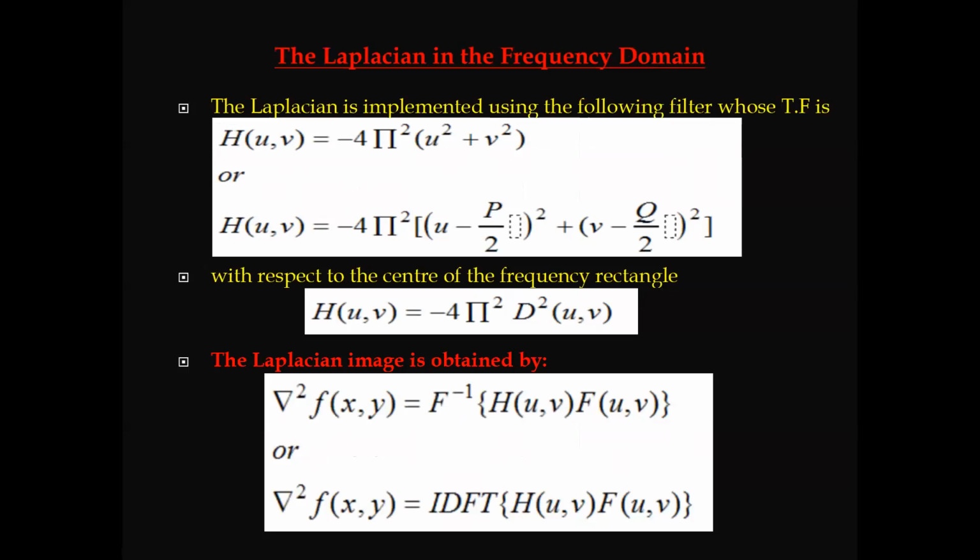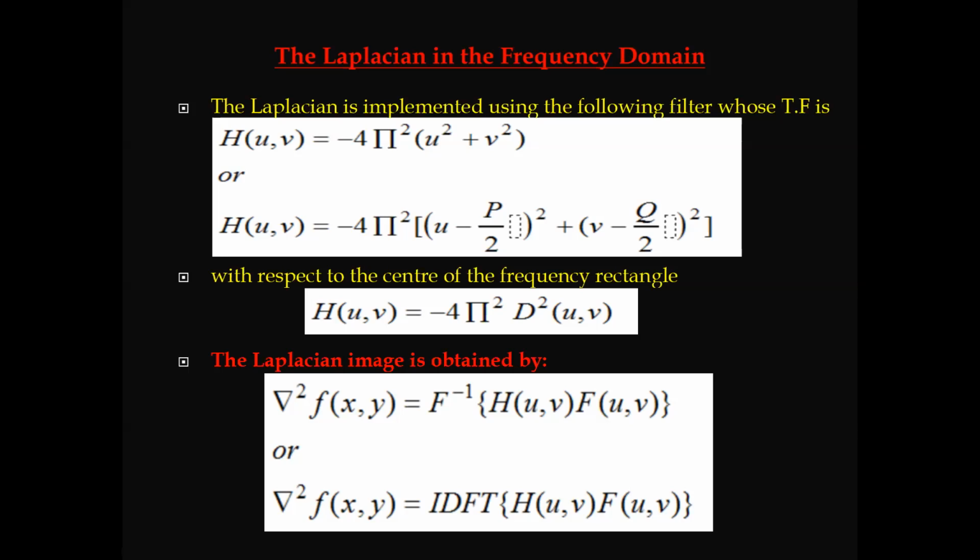Next, one of the most important operators in image processing is the Laplacian operator. The Laplacian is implemented using the following filter, whose transfer function is H(u,v) equals minus 4 pi squared (u squared plus v squared), or H(u,v) equals minus 4 pi squared [(u minus P by 2) whole power 2 plus (v minus Q by 2) whole power 2]. With respect to the center of the frequency rectangle, H(u,v) equals minus 4 pi squared D squared (u,v).